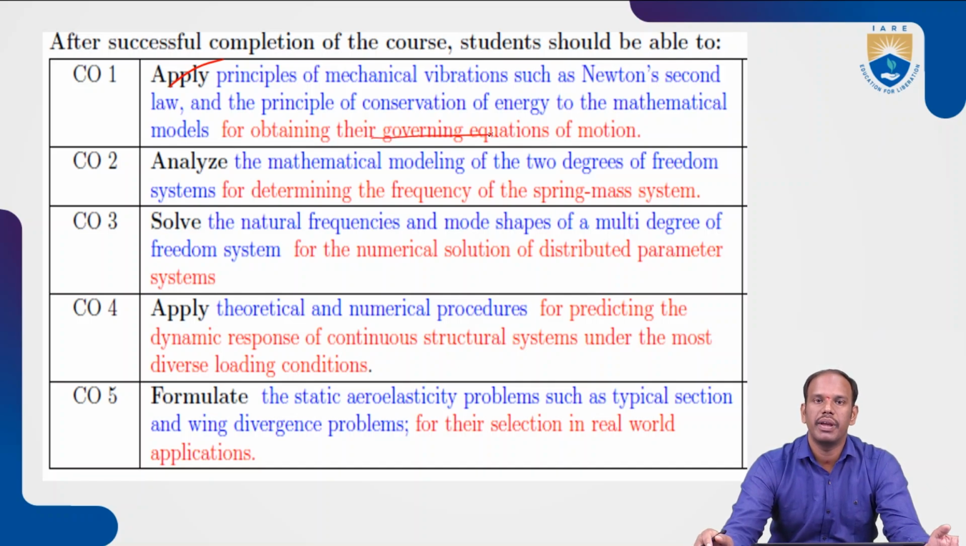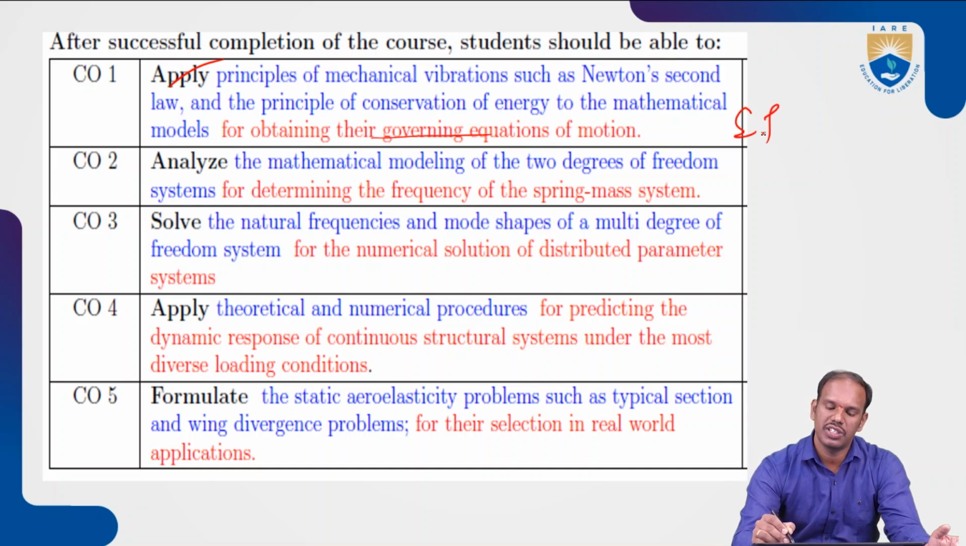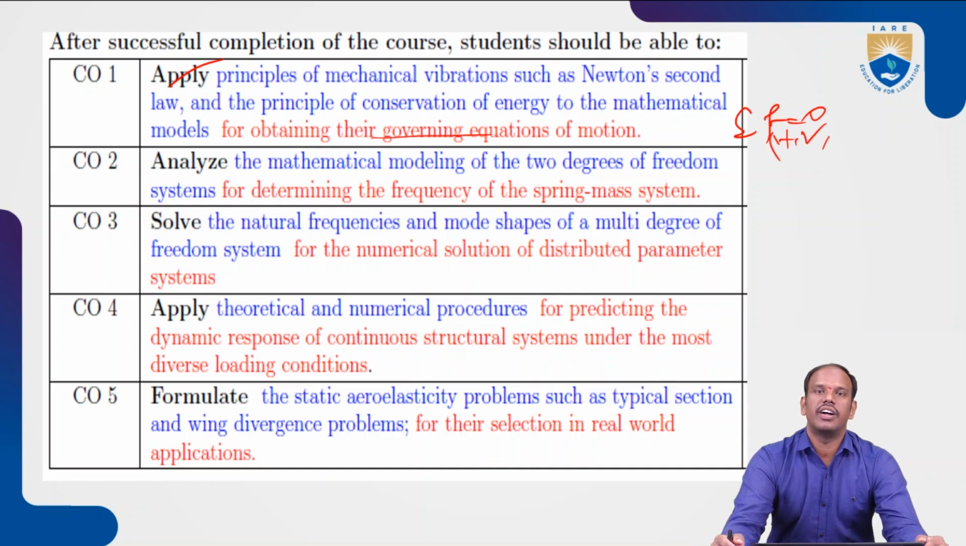Like F equals ma, we know that is Newton's second law, and the summation of forces equals 0 in horizontal and vertical, right? So the horizontal forces and the vertical moments are the governing equations, and how to analyze the mathematical model for 2 degrees of freedom.